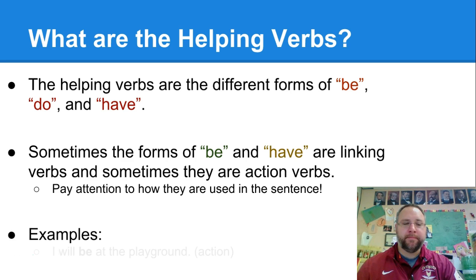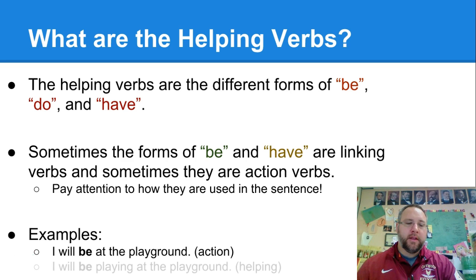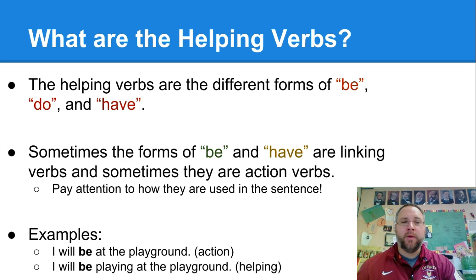Alright, so here are some examples. The first example, I will be at the playground. Be is the action in this sentence. I will be playing at the playground. In this example, playing is the action and be is the helping verb. It tells us when the action takes place. In fact, will be would actually be the helping verb in this sentence. It tells us that the action will be taking place in the future.